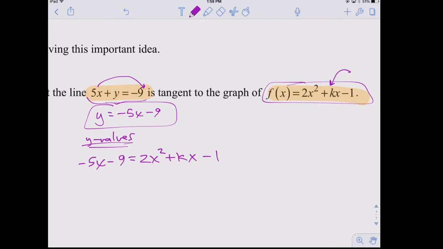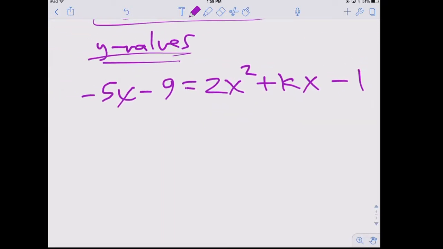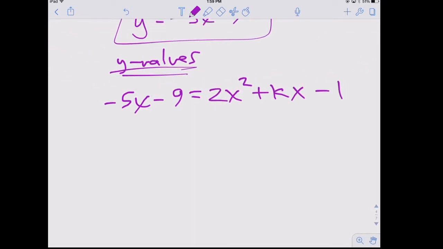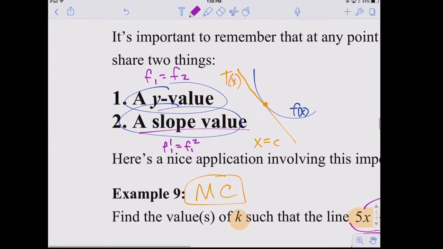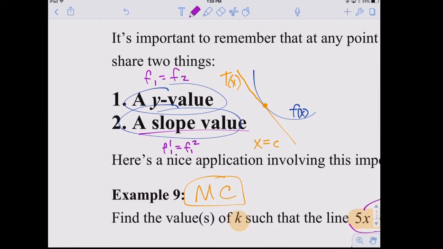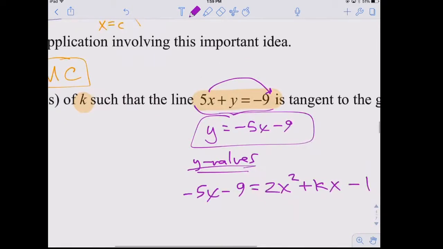Now, unfortunately, we can't do much with that equation because it's one equation with how many unknowns? 2. And it doesn't have a unique solution. You always need as many equations as you have unknowns if you want a unique solution. So what else could I do? If their y values are equal, what else is equal? Their slopes or their derivatives, yeah.